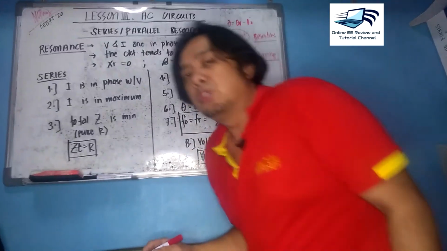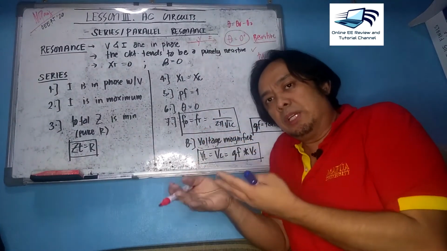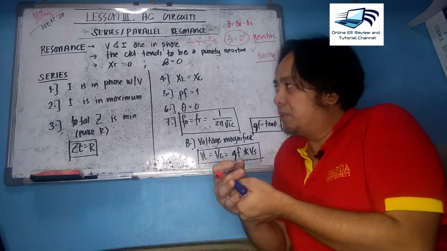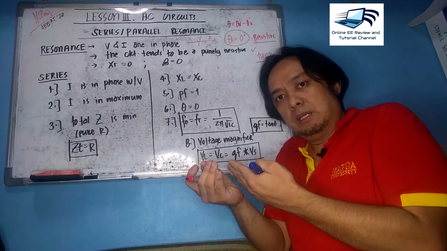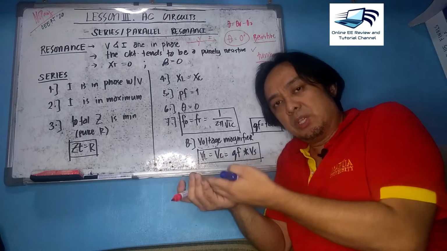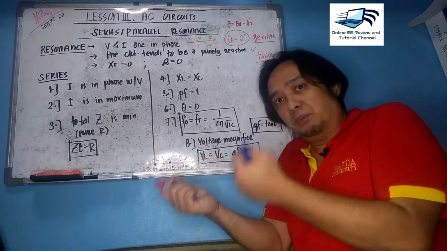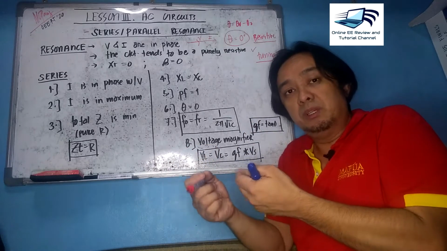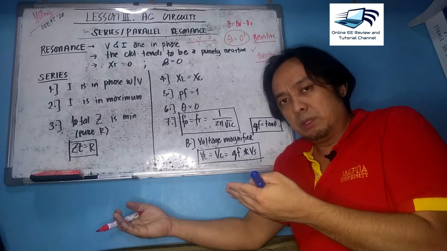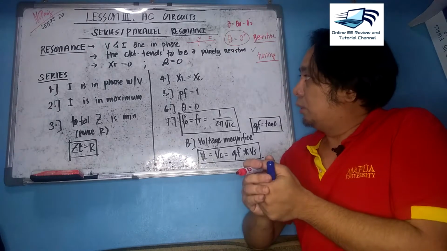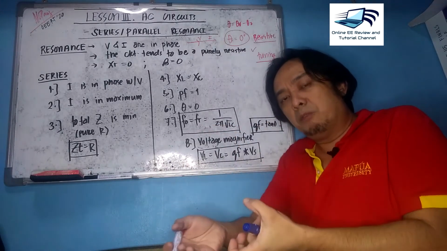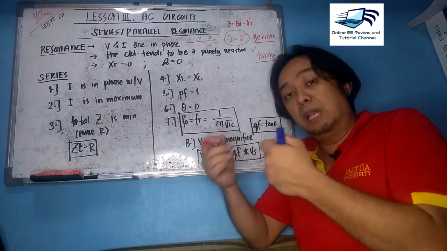Tuning circuits. When you say a circuit is being tuned, it means it has already gone into resonance. The circuit tends to have the voltage and current in phase, or purely resistive. To become a purely resistive component, your reactive components must be null or zero.